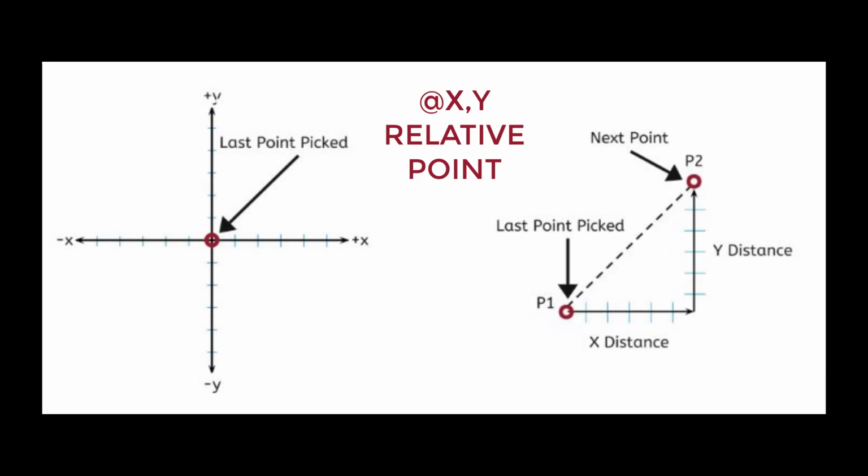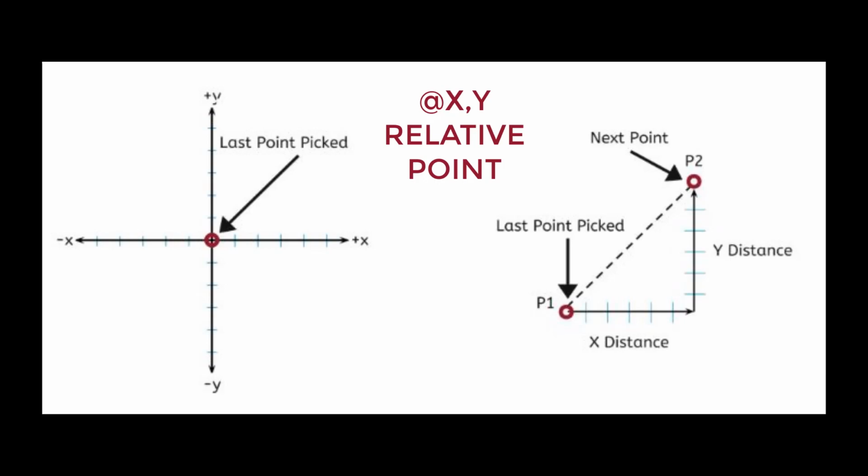On the right hand side, that would be indicated by point 1. We may not know the exact absolute point of point 2, but we know it is 6 units in the x direction, positive, and it is positive 6 units in the y direction. So we can tell AutoCAD we want to start from a certain point. We don't know what an absolute point is next, but we know a point in relation to that.